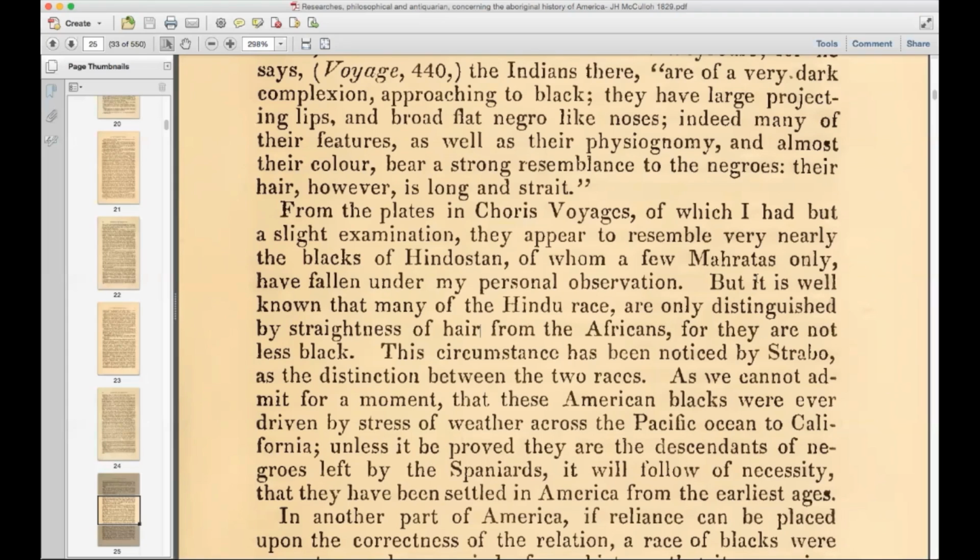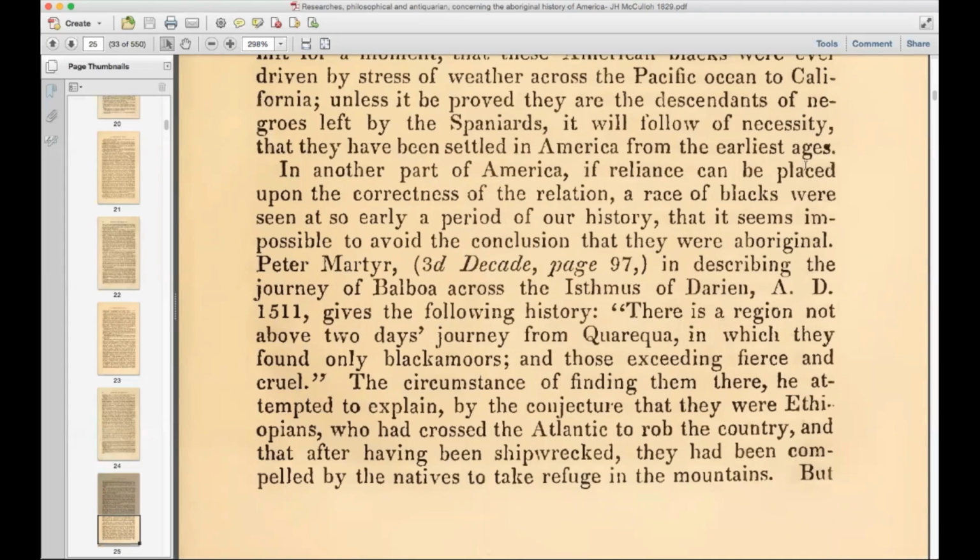and I would say from creation. In another part of America, if reliance can be placed upon the correctness of the relation, a race of blacks were seen at so early a period of our history that it seems impossible to avoid the conclusion that they were aboriginal. Okay? Peter Martyr, we got this right already? Decade page 97, and describing the journey of Balboa across the Isthmus of Darien, that's in Panama, AD 1511, gives the following history. All right, and we quote Peter Martyr.